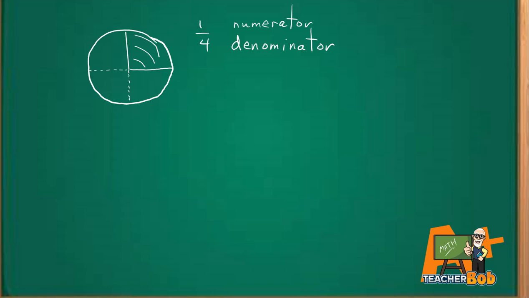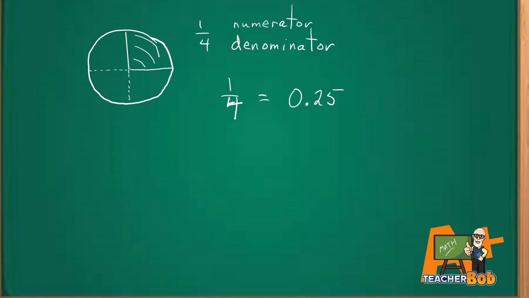Okay, so decimals are just another way to represent parts of a whole. For example, 1/4 is equal to 0.25 or 25 hundredths. They're just two different ways of writing it.